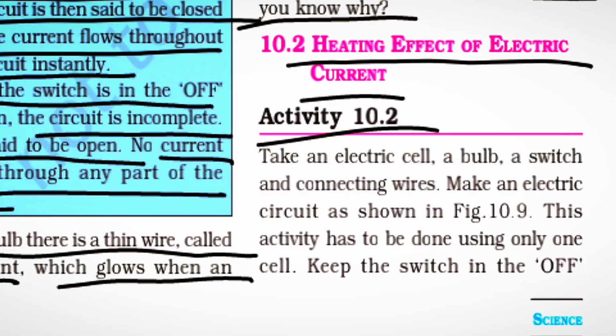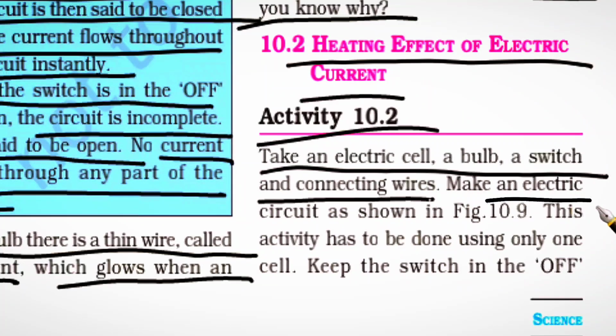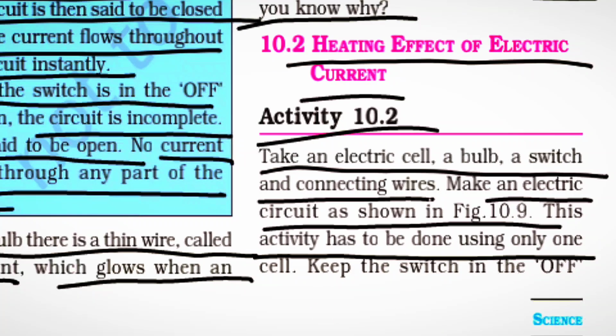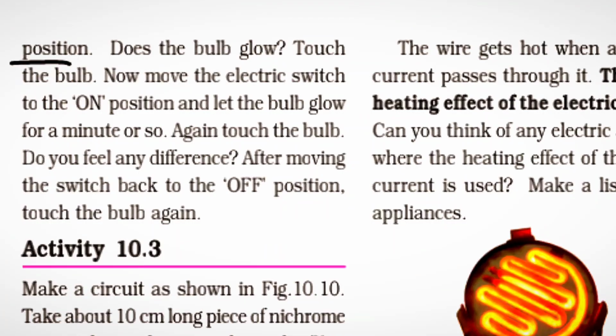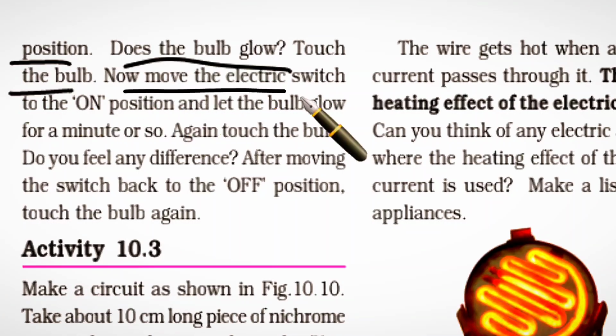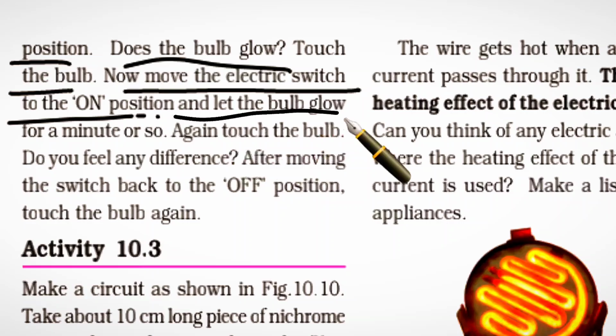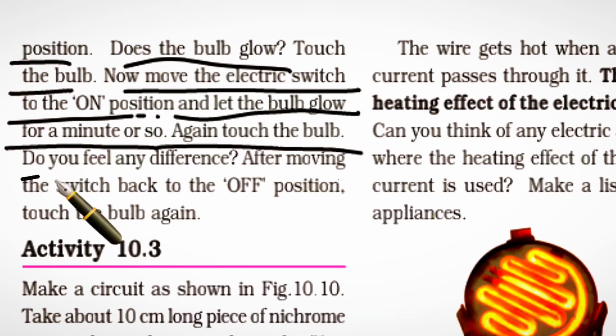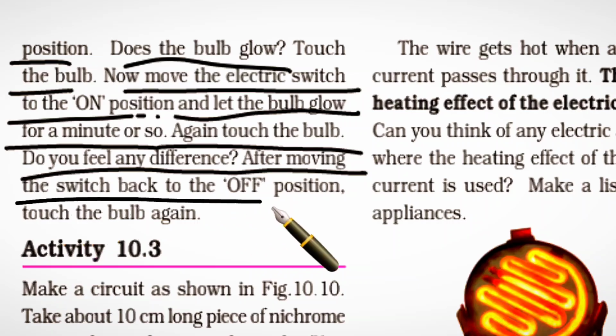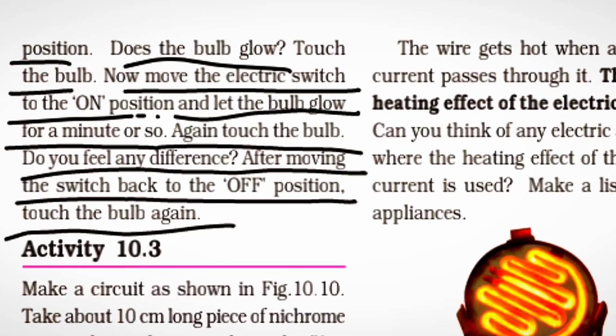Activity 10.2. Take an electric bulb, a cell, a switch and connecting wires. Make an electric circuit as shown in figure 10.9. This activity has to be done using only one cell. Keep the switch in the off position. Does the bulb glow? Touch the bulb. Now move the electric switch to the on position and let the bulb glow for a minute or so. Again touch the bulb. Do you feel any difference? After moving the switch back to the off position, touch the bulb again.